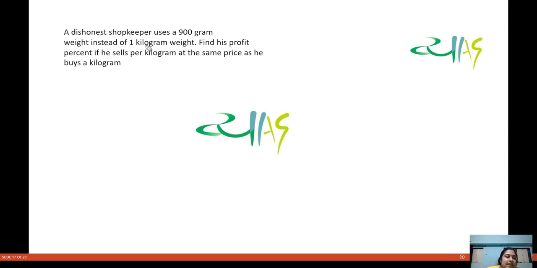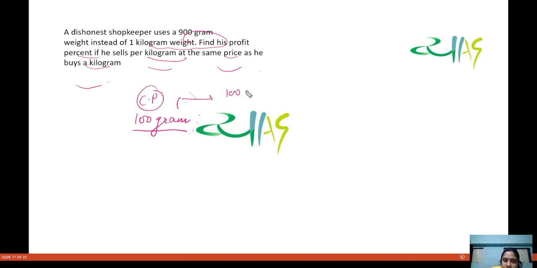Now look at this. It is saying a dishonest shopkeeper uses a 900-gram weight instead of a 1 kilogram weight. Find his profit percent if he sells per kilogram at the same price as he buys a kilogram. So what he is doing is, he is not selling that 100 gram, but he is taking the price of that 100 gram.